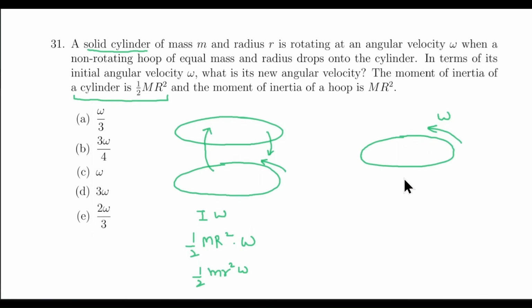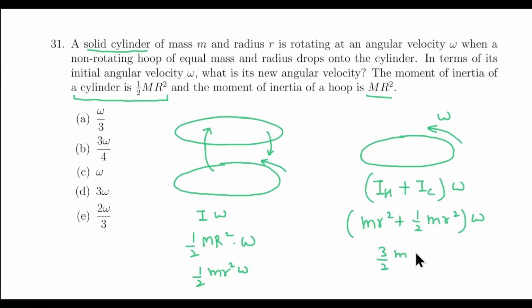Finally, their moment of inertia will be I hoop plus I cylinder times omega. I hoop is, remember, mr square, and the mass and the radius is same. So I'm just going to write mr square here, and cylinder is half mr square, and that should be omega. So this should be 2 over 2, 3 over 2 over here, 3 over 2 mr square omega, and all we need to do is set these guys equal.